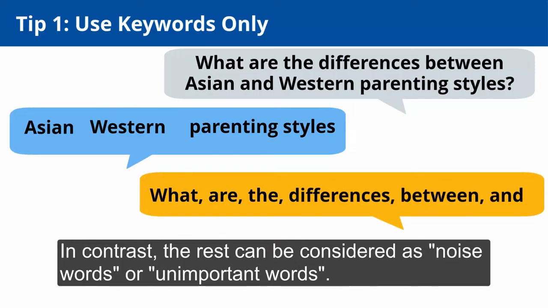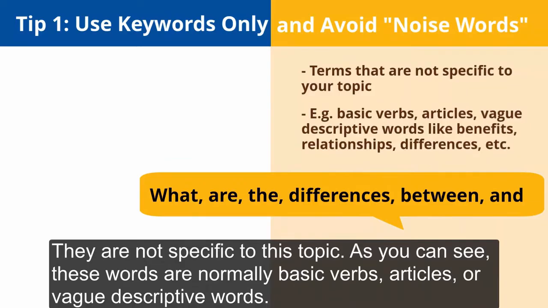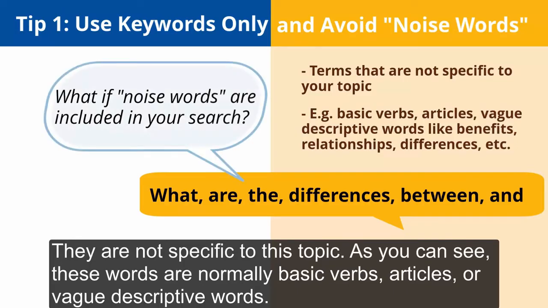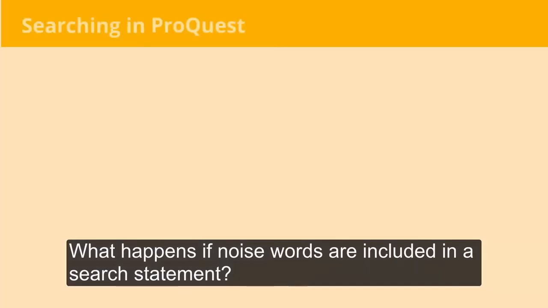In contrast, the rest can be considered as noise words or unimportant words. They are not specific to this topic. As you can see, these words are normally basic verbs, articles, or vague descriptive words. What happens if noise words are included in a search statement?